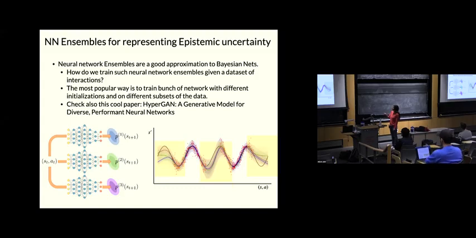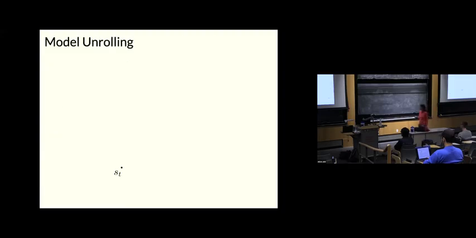There's also this beautiful paper here, if you want to read it, HyperGAN, a generative model of diverse performant neural networks that essentially trains a model that, once you train it, you can cheaply sample multiple networks, as opposed to having 3 or 5 ensembles, so you can sample multiple of them.